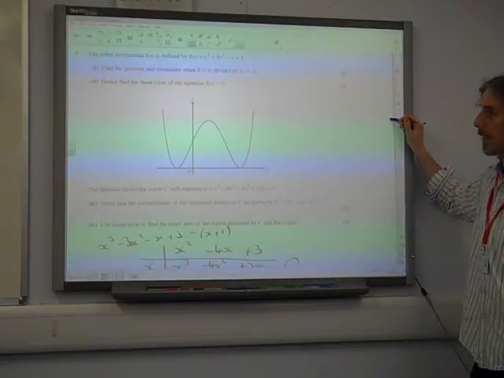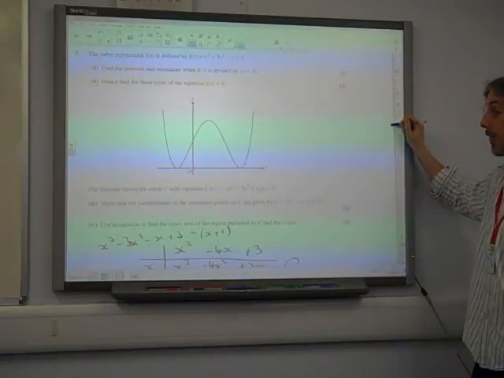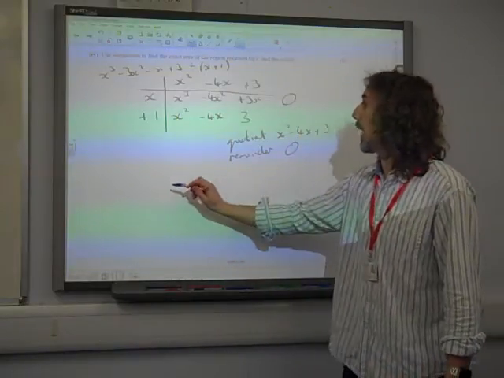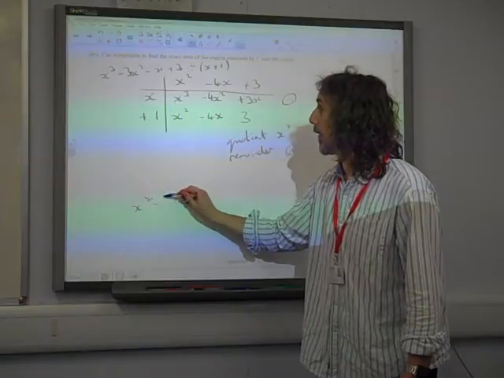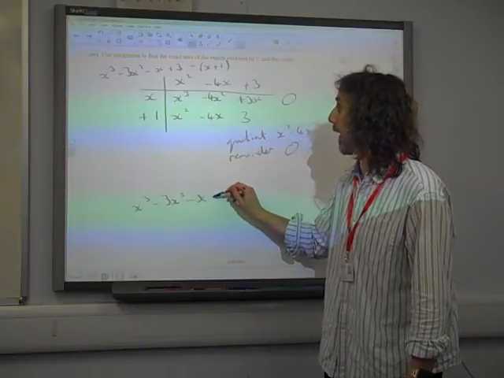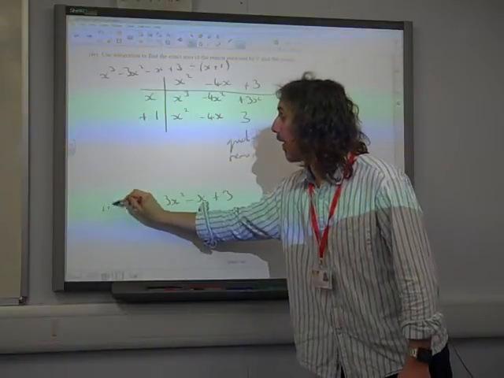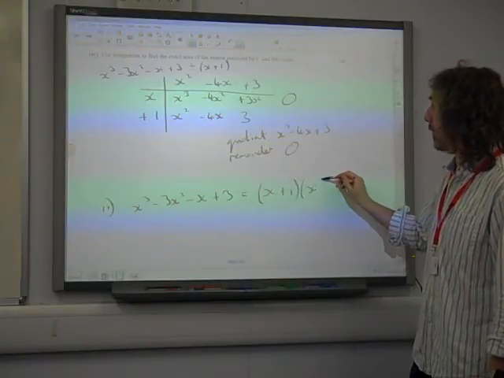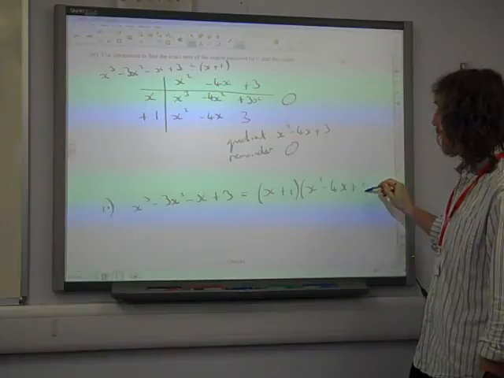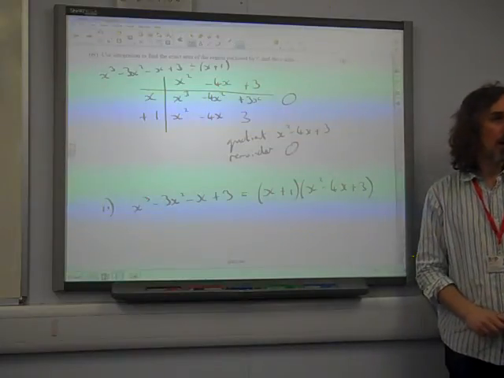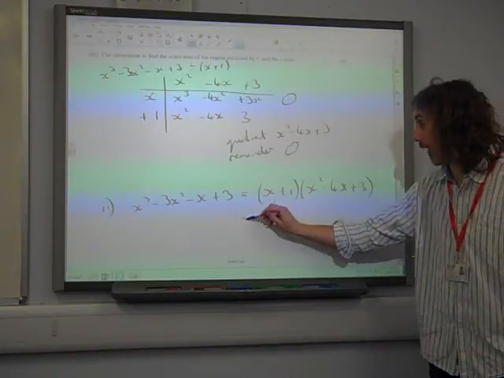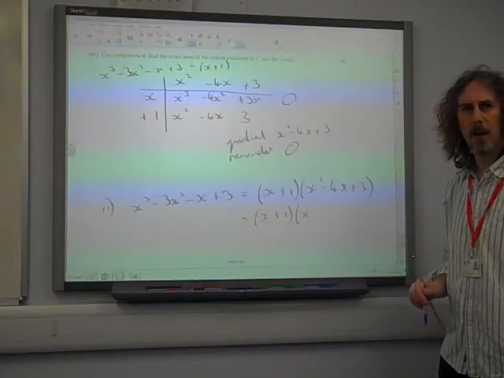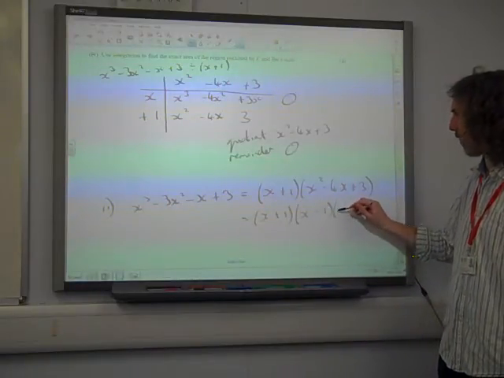3 marks. Hence find the 3 roots of the equation. Right, so what that means is that x cubed minus 3x squared minus x plus 3 is the same as x plus 1 times x squared minus 4x plus 3. And so I'm going to factorise that. It does factorise. What is it? x minus 1, x minus 3.